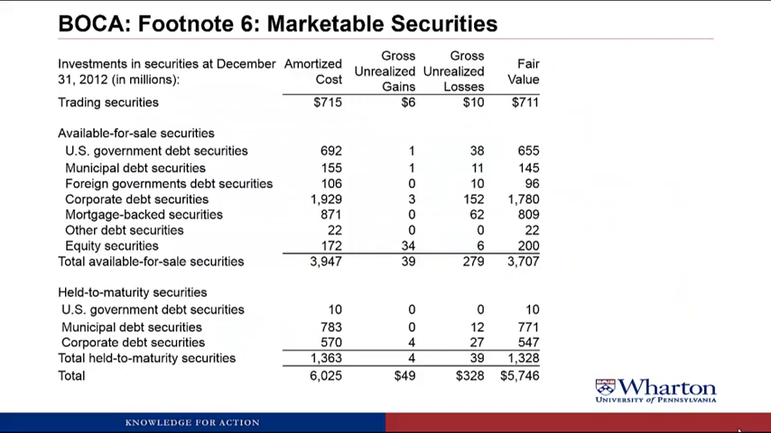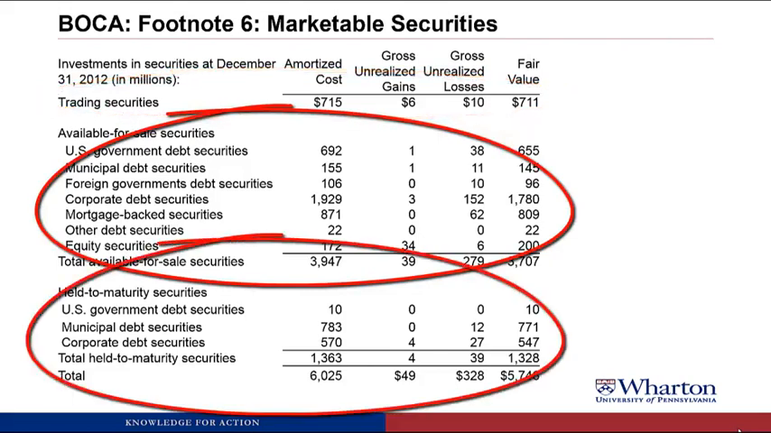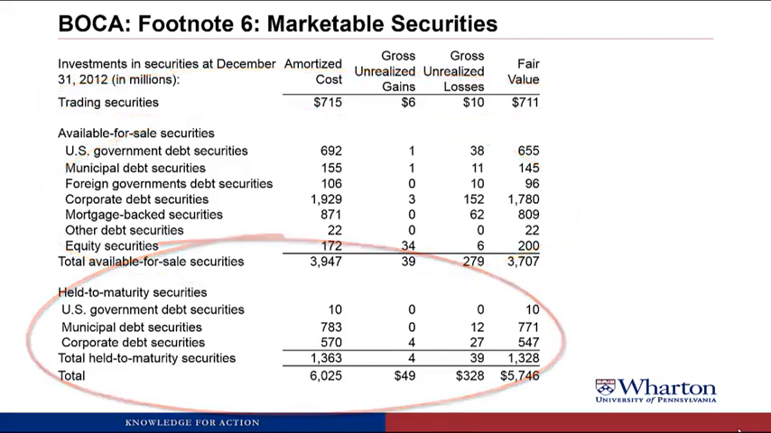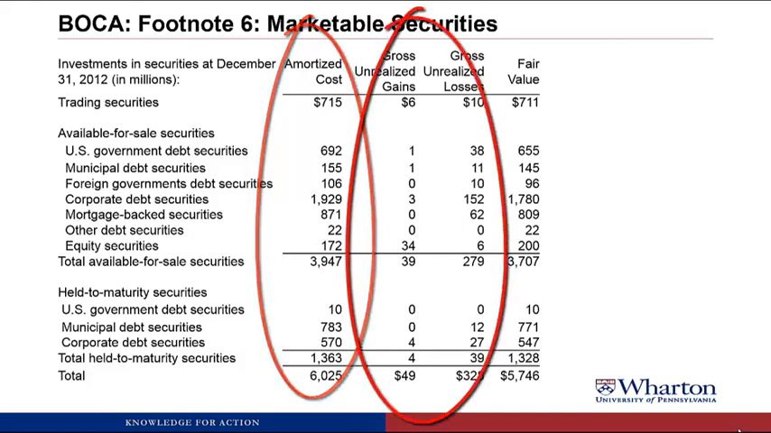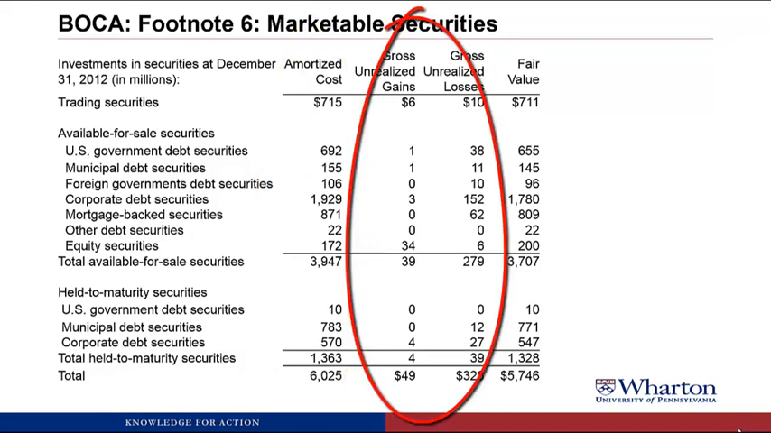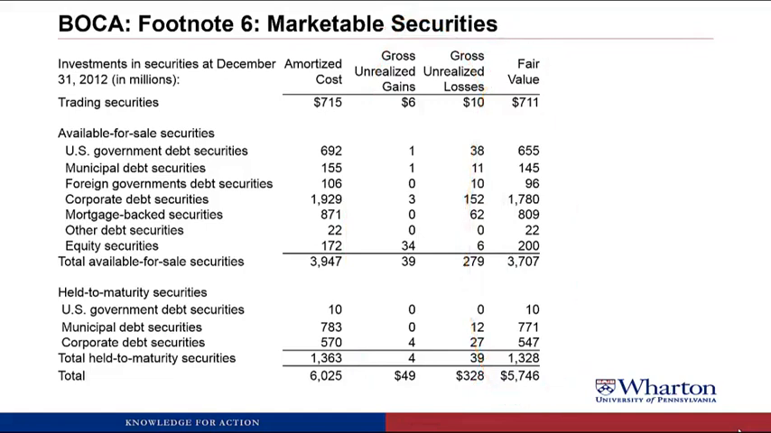So here is footnote 6 from BOCA's annual report, which summarizes their marketable securities. Looking at the rows, we have trading securities, available for sale securities, and then held to maturity securities. Looking at the columns, we have amortized cost, which is the original cost, any unrealized gains or losses since it was purchased, and then the current fair value as of December 31, 2012. And note the trading securities, we get just the total. Available for sale and held to maturity, it's broken out by what kind of securities.